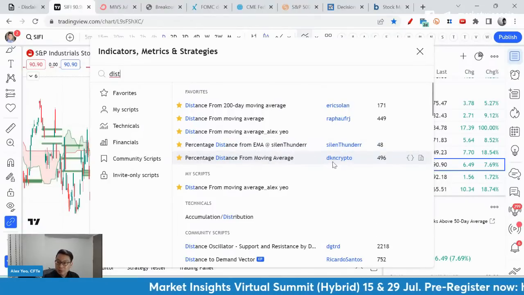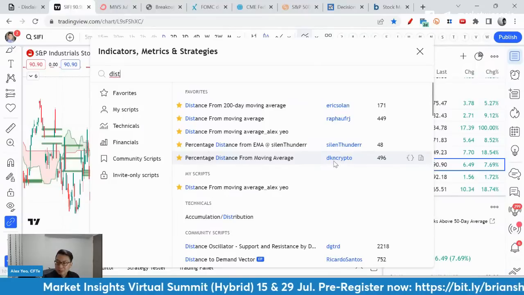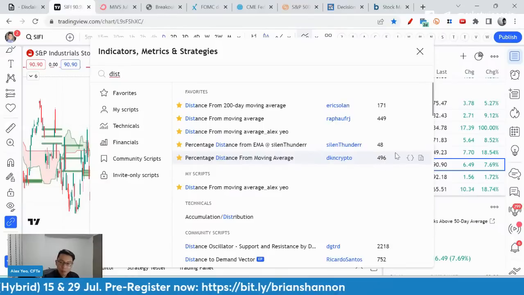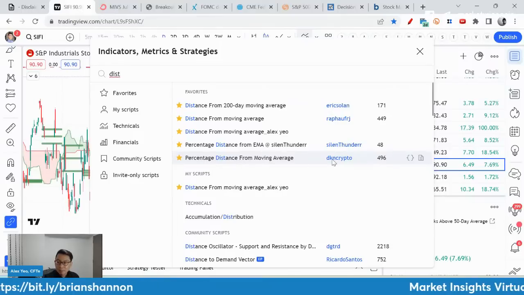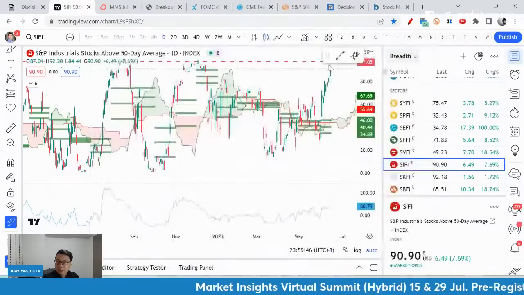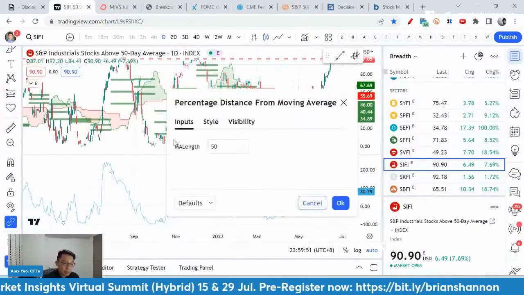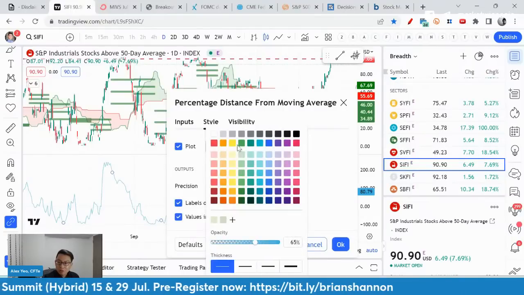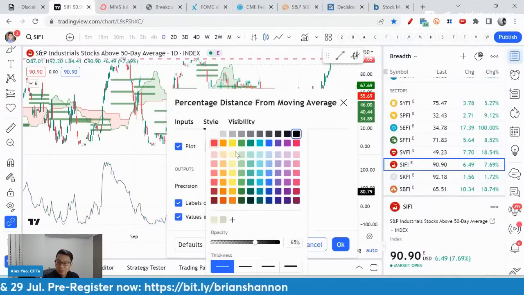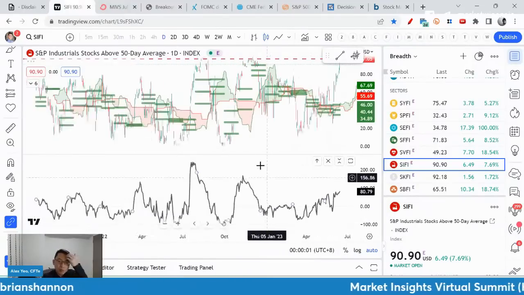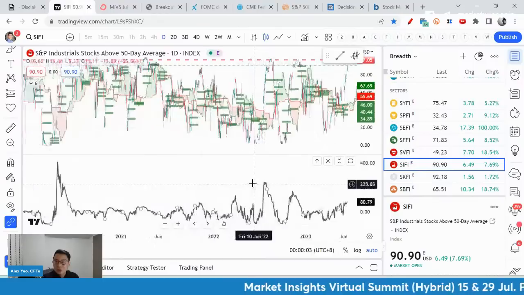This script is a custom script written by a gentleman called DKN Crypto. You can see that about 500 people actually use this indicator, Percentage Distance from MA by DKN Crypto. You can just apply it. You can do the settings over here. By default, it's 50. In the style, you can put it black for easier viewing, and I also want to make the top thicker. So it's the distance away from the moving average.